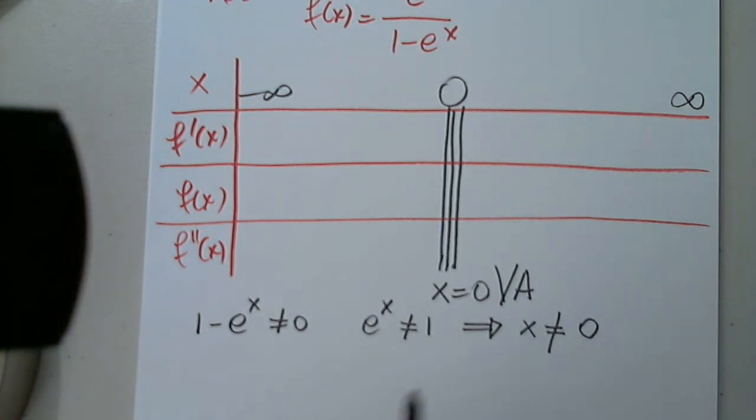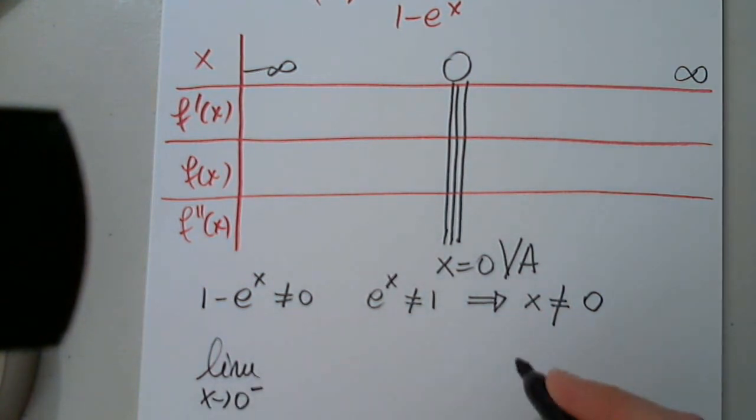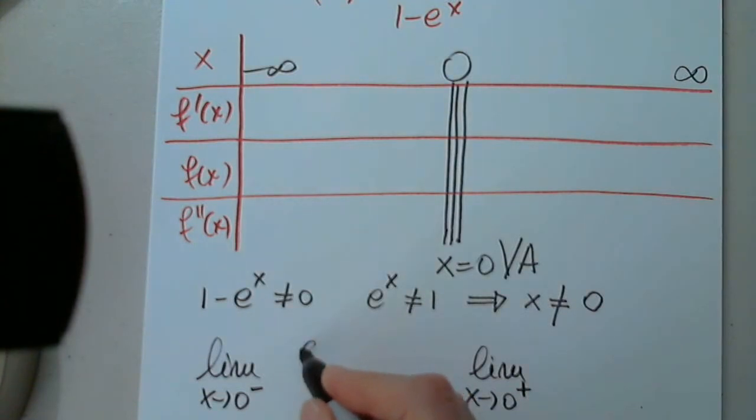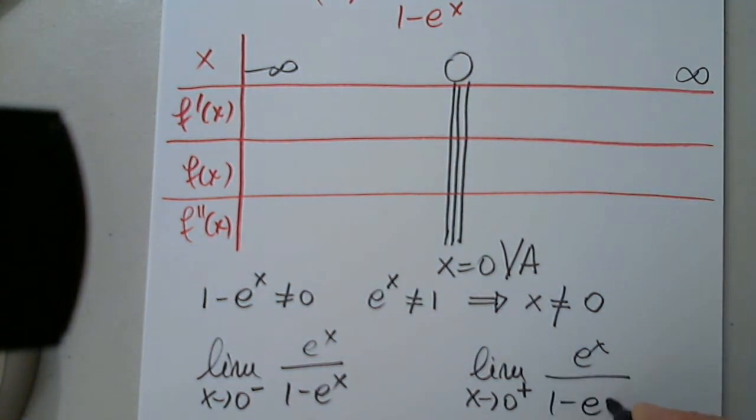Good. Since I already mentioned that, I have to find the limit as x approaches 0 from the left, and the limit as x approaches 0 from the right of e to the x over 1 minus e to the x. Good. So can anyone plug it in and tell us what it is? And then we decide how to proceed.